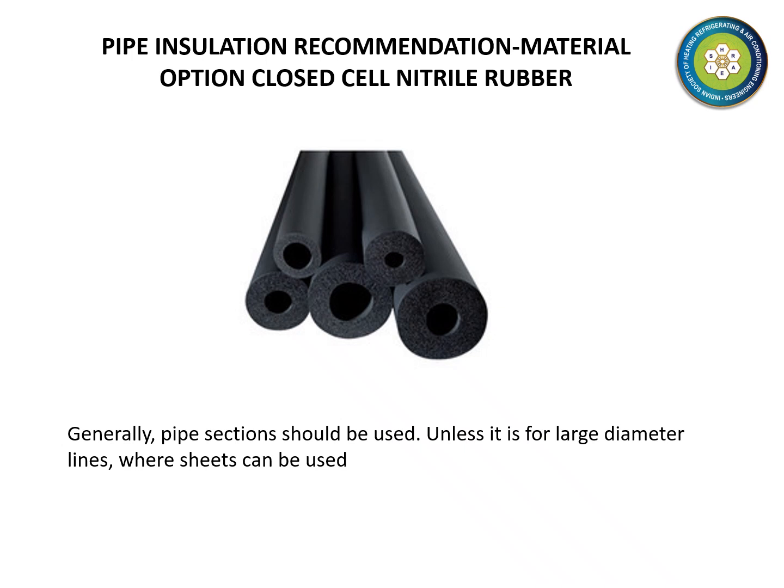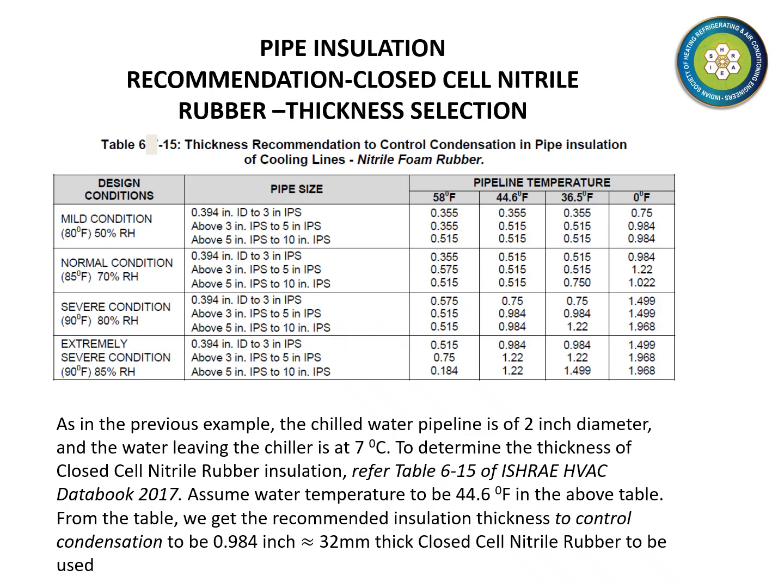Finally, suppose in the same project, it is decided to use closed cell nitrile rubber. In this case, we refer to table 615 of ISHRAE data book 2017. The recommended insulation thickness is around 32 millimeters.